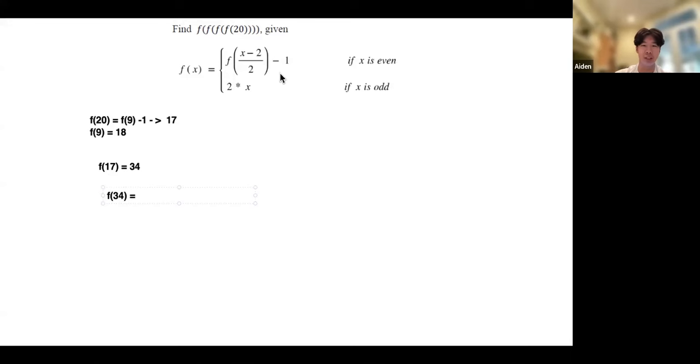And 34 is even, so that means we'll have to use the top equation one more time. And this one will give us 34 minus 2 is 32. 32 divided by 2 is 16. I'll write it out completely just so it makes sense.